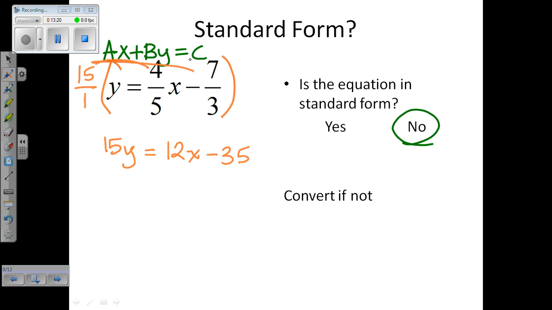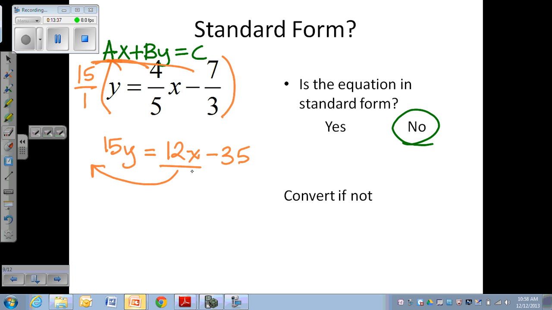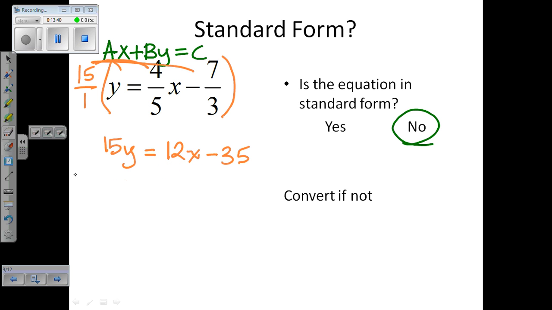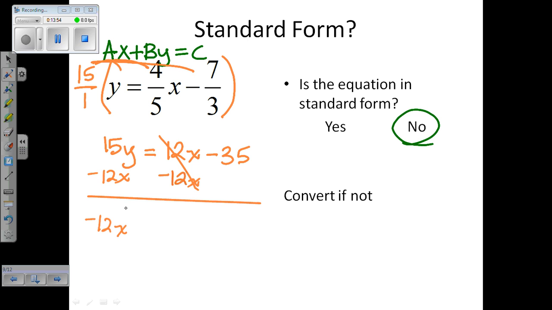Okay, so that's better. At least I don't have fractions now. But again, it's not in this format, ax plus by equals c. If you'd like at this point, you could pause the video and try on your own, see if you can get it into the right format, or you can continue to follow along. What I need to do again is move this x term over to that side. Just like I did last time, I'm going to subtract it from both sides. So I'm going to subtract 12x, subtract 12x. So the 12x's will cancel. Over on this side, again, I want to start with my ax term, so I'm going to put negative 12x, since it was being subtracted, plus 15y equals, and over here I'm left with negative 35.